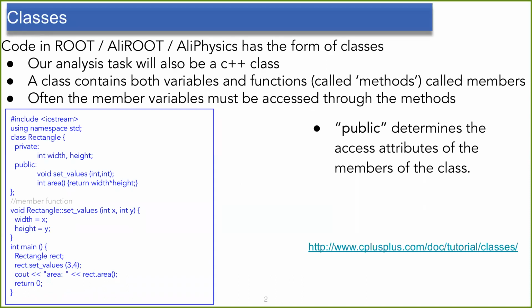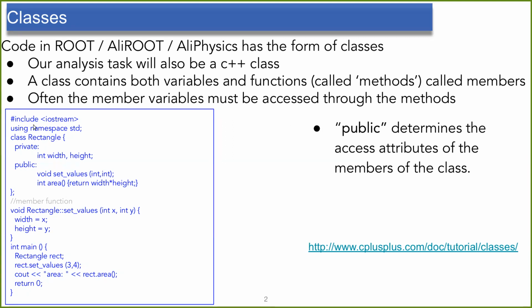So this analysis task that we basically use for our analysis in ALICE has the form of classes. I think most of you are aware of classes in C++, although I will give you a brief introduction of classes before going to the analysis task section. Our analysis task is written in a C++ class. And what is a class? A class is basically an object which contains both variables and functions. These variables or functions are known as the members of the class.